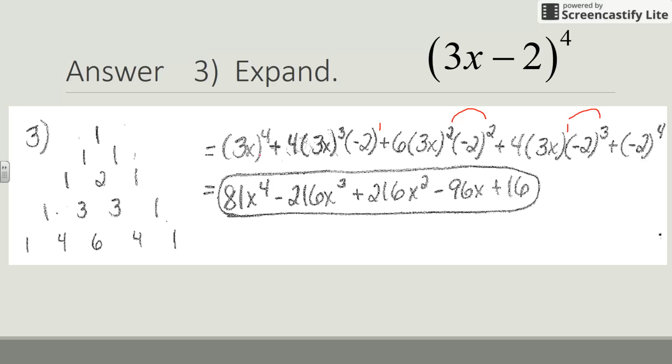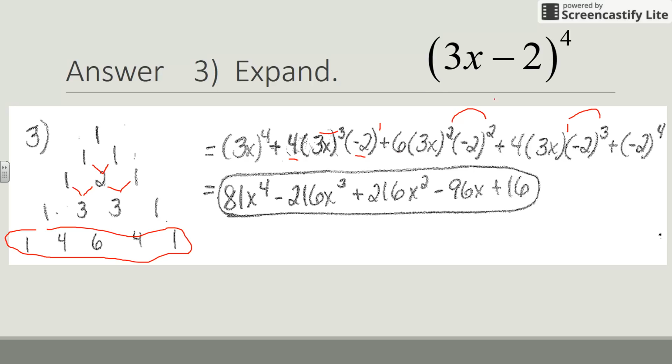So you expand everything out, and then you go to the correct row on Pascal's triangle. And if you forgot Pascal's triangle, any two numbers above, if you add them, you get the number below. So there's ones on the outside, and then it's just a matter of simplifying. So this 216 comes from 4 times 3 to the 3rd, which is 27, times negative 2.